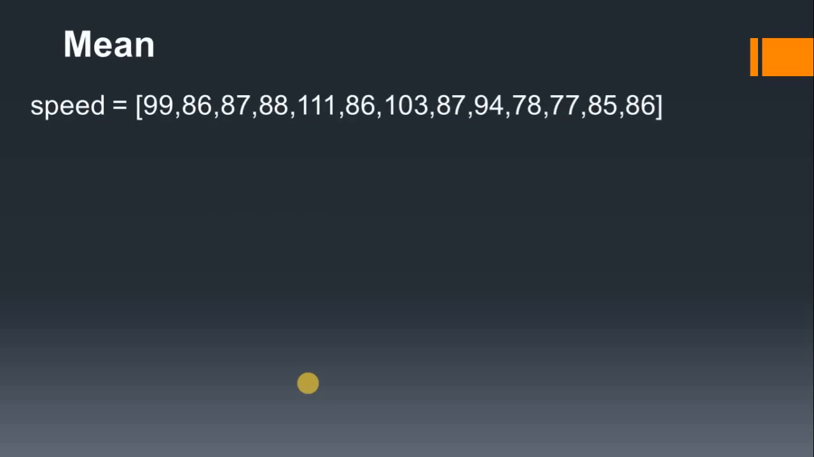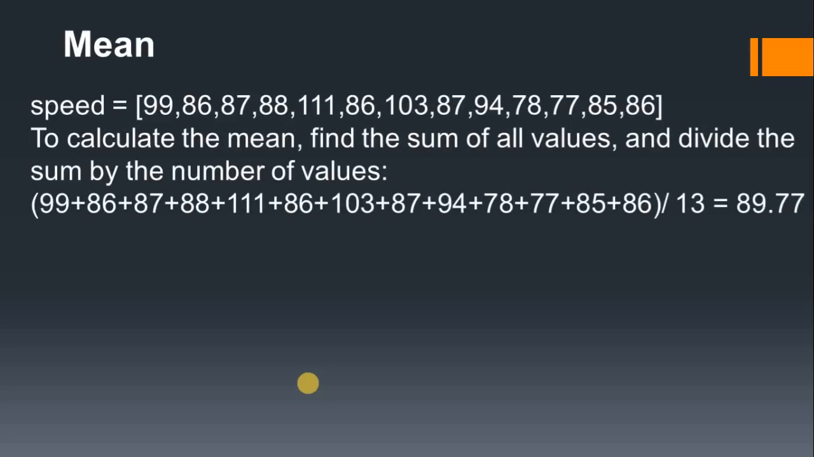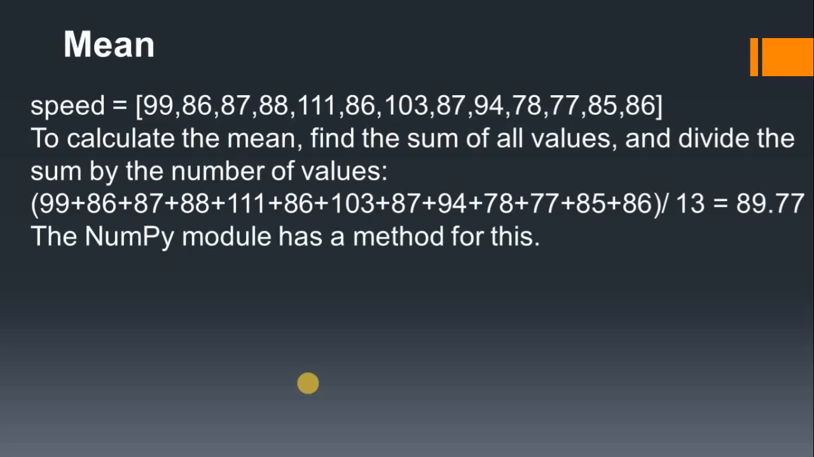Suppose in the mean we have the list of values. To calculate the mean, you have to do sum of all values and divide the sum by the number of values. So you have to do sum of all values and divide by 13 because we have total 13 values. So the answer will be 89.77. And for doing this in numpy we already have the module. This numpy module has a method for this. Means first we use the numpy module in the program and we add the method that is available under the numpy. Got it? And by using numpy library we can easily do it.